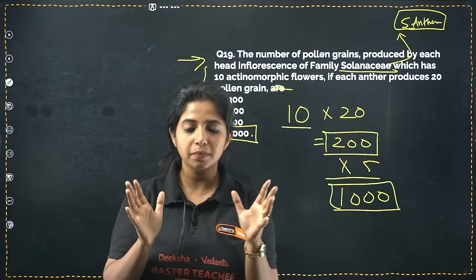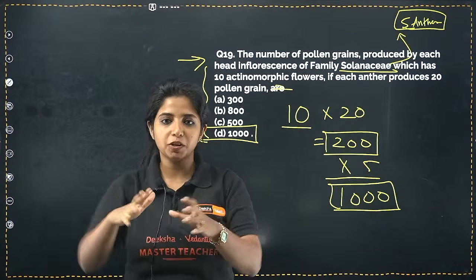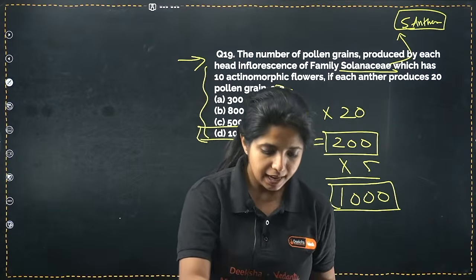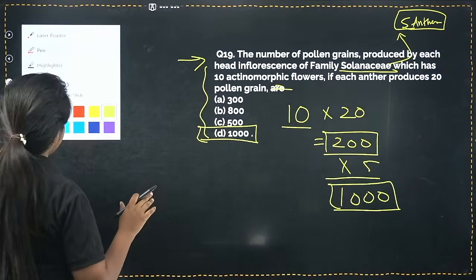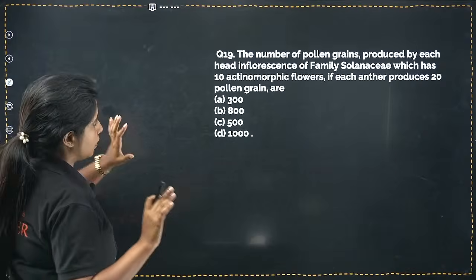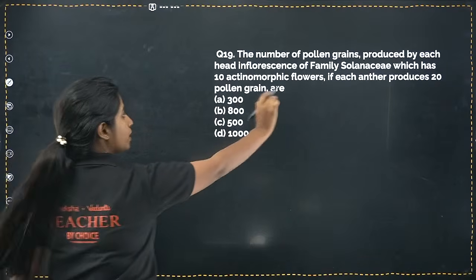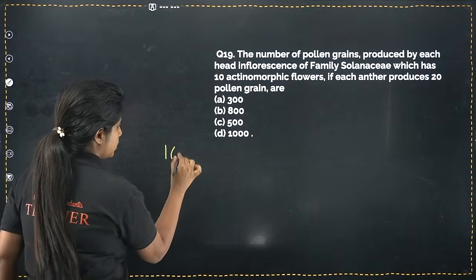Listen, actinomorphic means basically you can cut it in any direction. That is what you mean by actinomorphic, right? Now, over here, I'll explain it to you once more. Everyone who is watching this video, listen to me carefully. Let's go easy, step by step. 10 flowers are there.